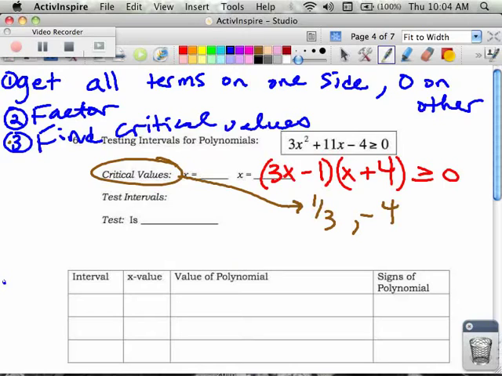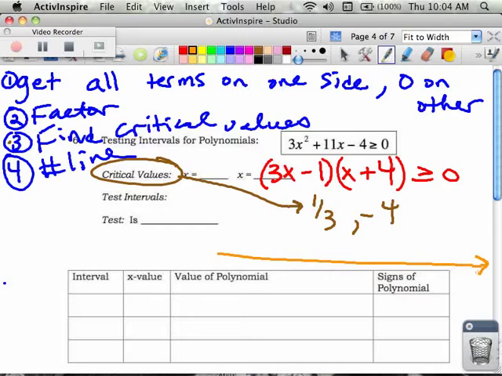Step number 4. Number line. I make a number line. Here's my number line. What number should go on my number line? 1/3 and negative 4. Awesome. 1/3, negative 4. Do it.